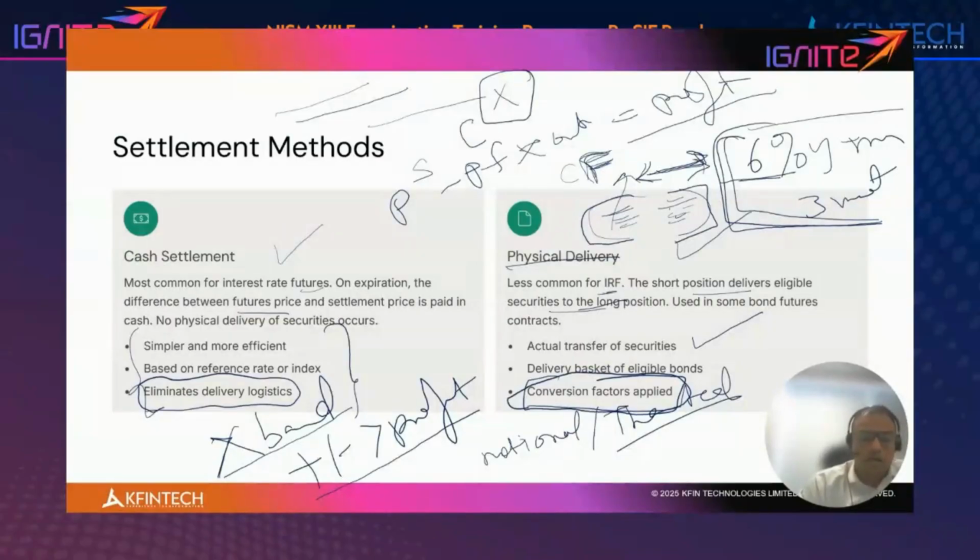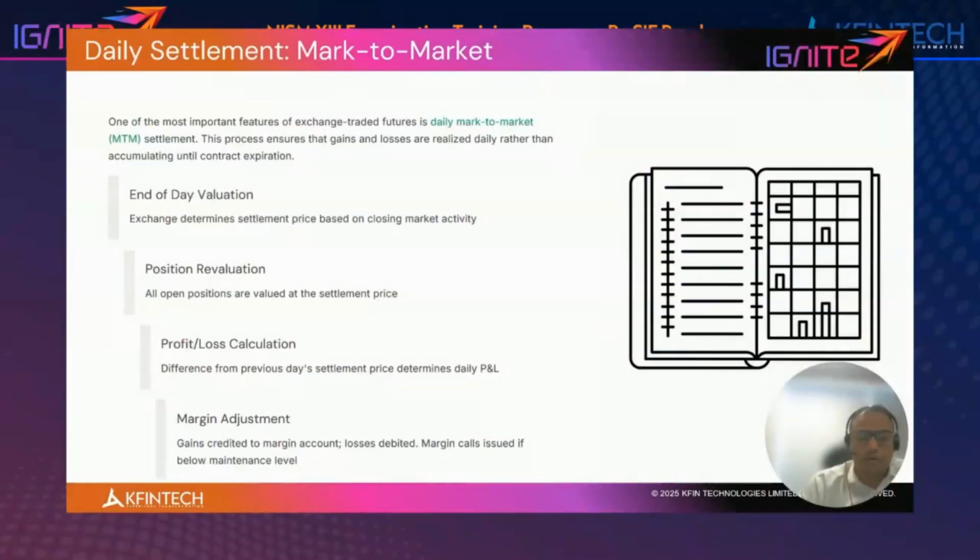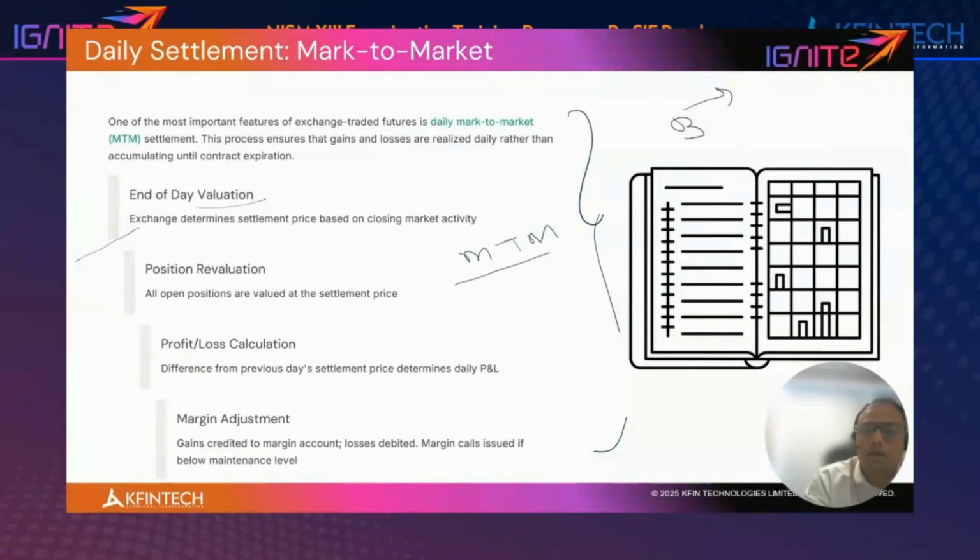So this is on the settlement method for the interest rate futures. Now this we have already discussed. Exchange traded instruments are valued at the end of the day. At the end of the day, when the prices are there, a mark to market is done. And if the buyer is in loss, he will post the margin. If the seller is in loss, he will post the margin.